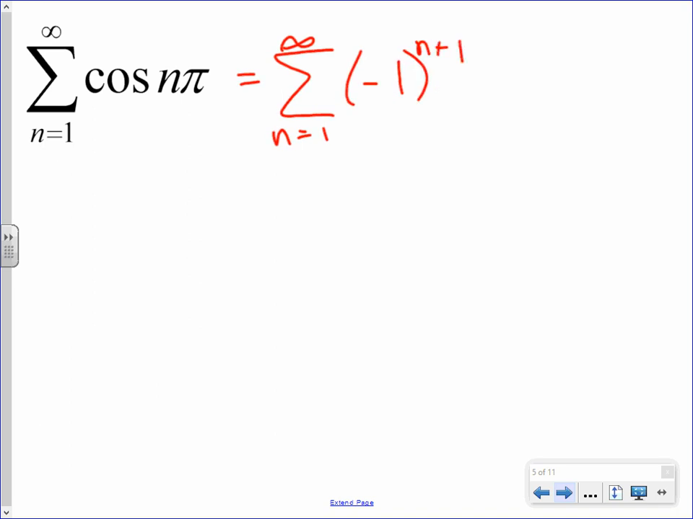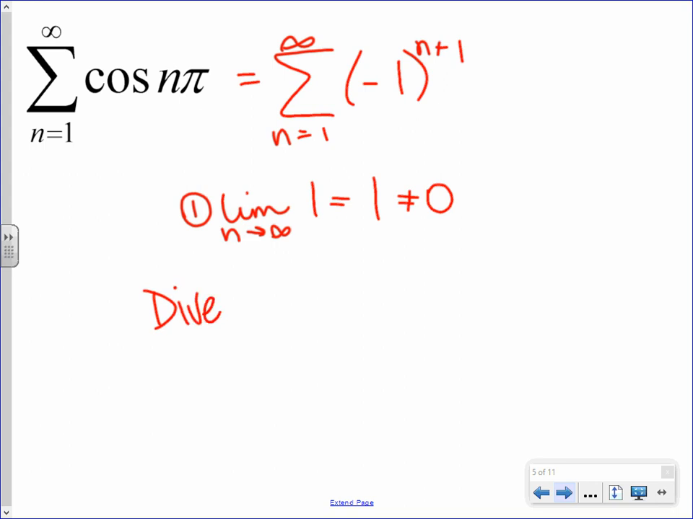So this is what we have, right? Can I rewrite it to that? Okay. What would our a sub n be? And what's the limit as n approaches infinity? So this diverges because of the nth term test. It failed the nth term test, so we can't even keep going to see it.